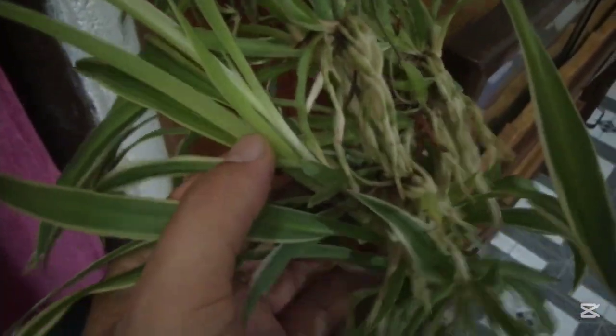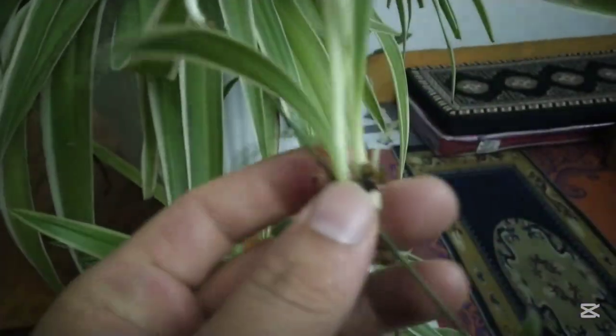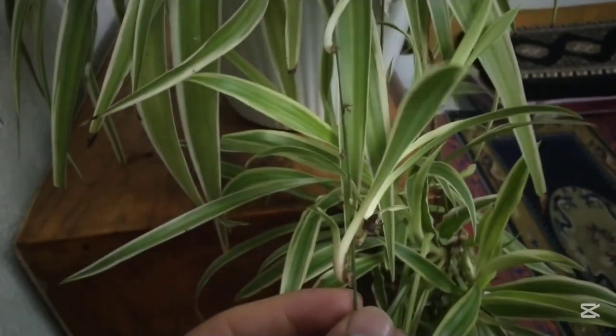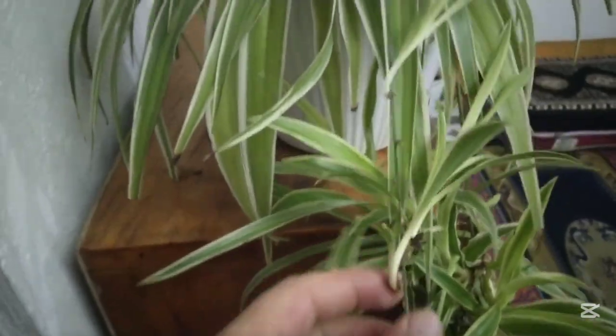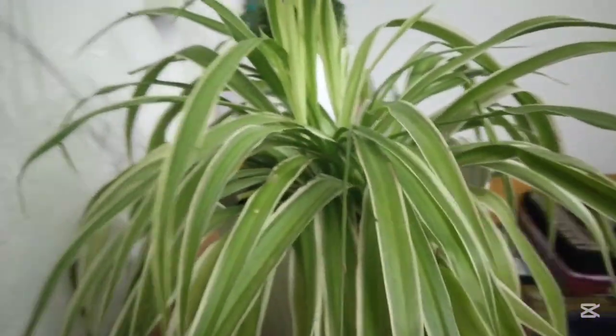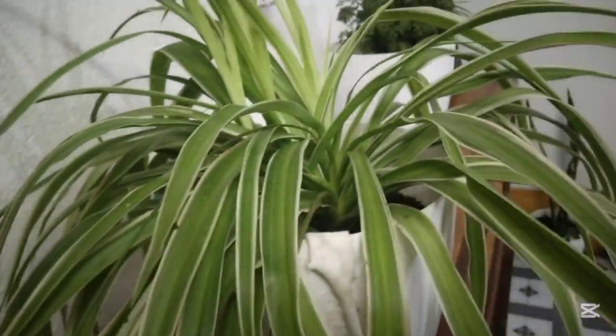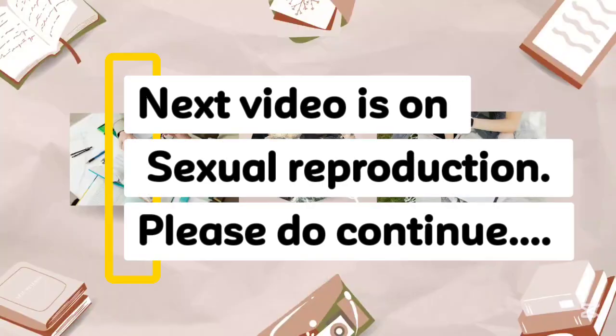Now these are the plantlets. These are plantlets which are identical to the parents. See here, these plantlets have grown from the vegetative parts. This is how the spider plants reproduce. Offspring are identical to the parents. This is one of the examples of asexual reproduction.